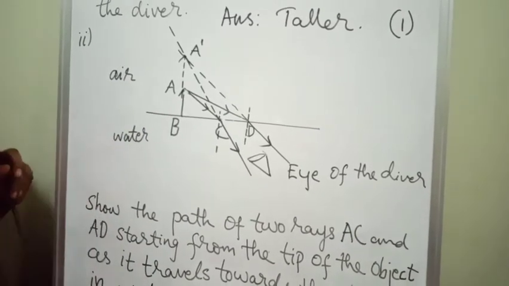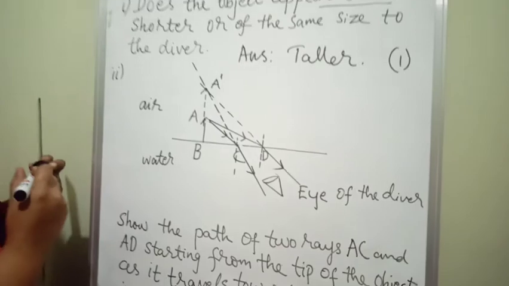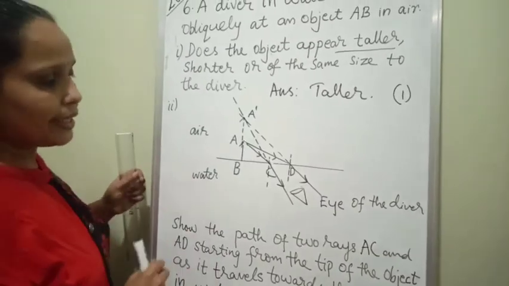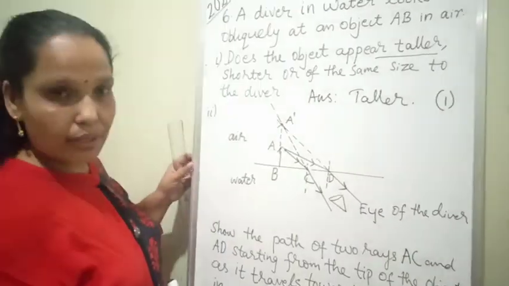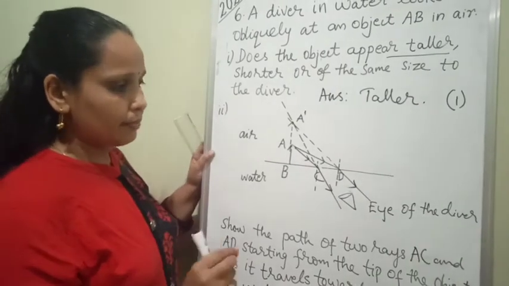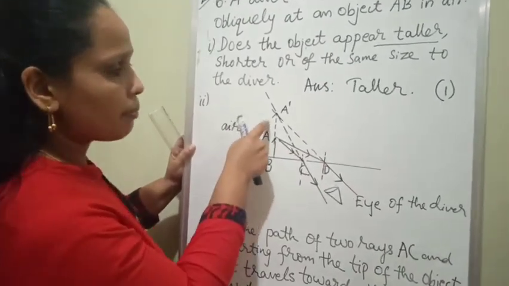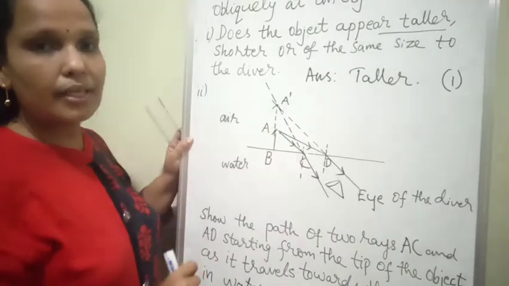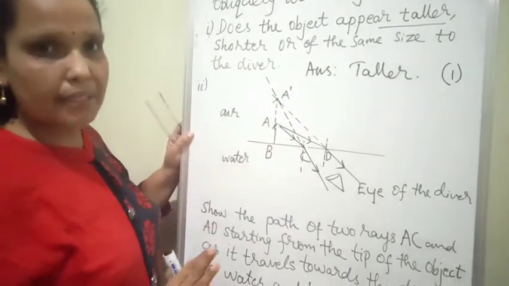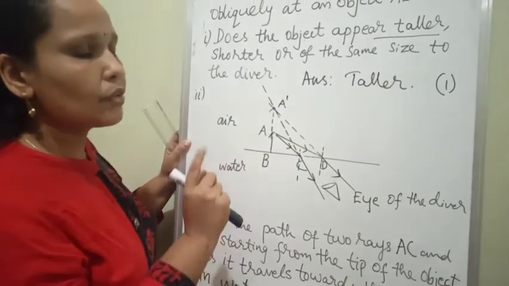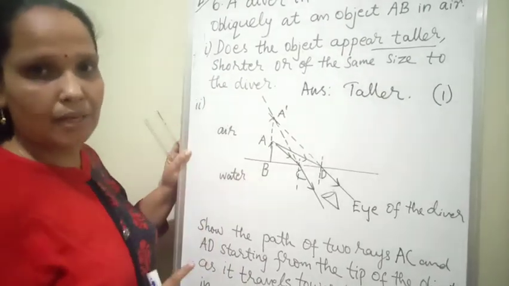If you draw all these rays correctly and mark the image, you will be getting 2 more marks. In this, if you miss something, like all the directions we have to mark, and the virtual image we have to mark with dotted lines, that is the complete answer. If you miss anything, you will be losing 1 mark.